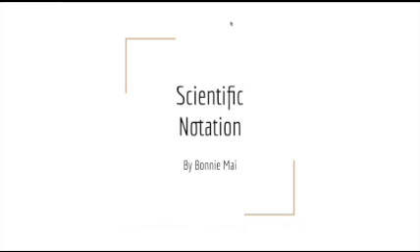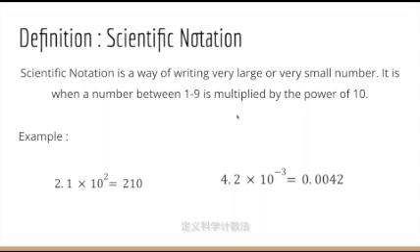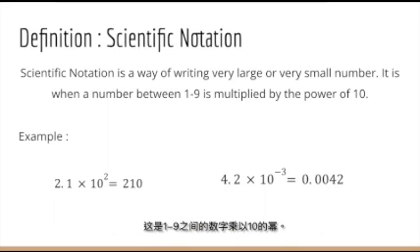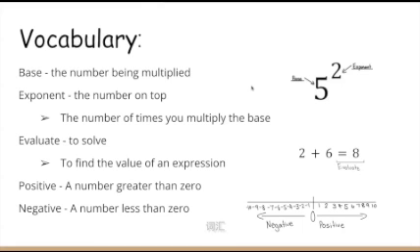Let's begin. The definition of scientific notation. Scientific notation is a way of writing very large or very small numbers. It is when a number between 1 through 9 is multiplied by the power of 10. Here are two examples. 2.1 times 10 to the power of 2 equals 210, or 4.2 times 10 to the power of negative 3 would equal 0.0042.